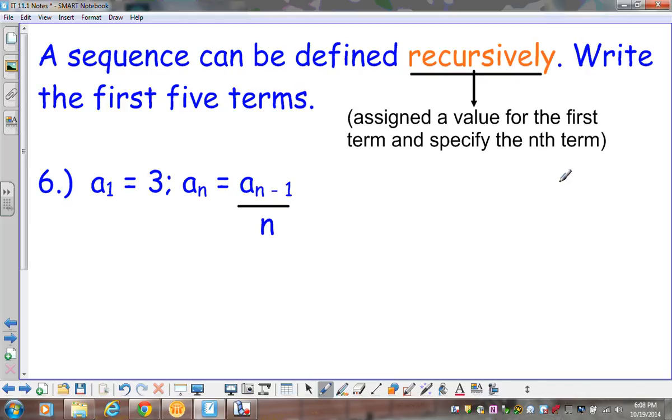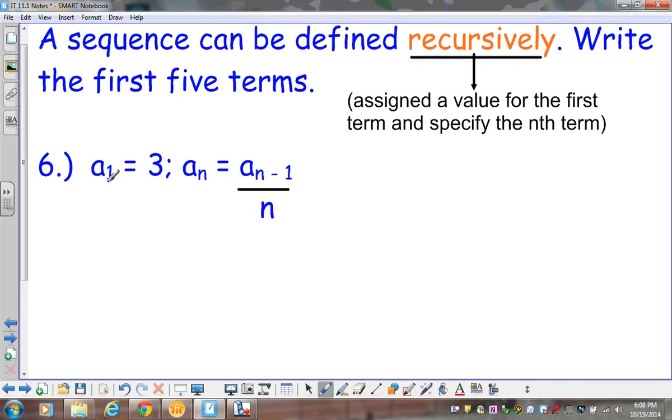So for example, you might be using the first term to find the second term, or you might be using the third term to find the fourth term. All right, so recursive means you have to use a previous term to find the next term. Sometimes it's the first, sometimes the second. But the easiest way to go about doing this is just to plug in the n value and see what you're using. All right, so for example, this one right here says find the first 5 terms.